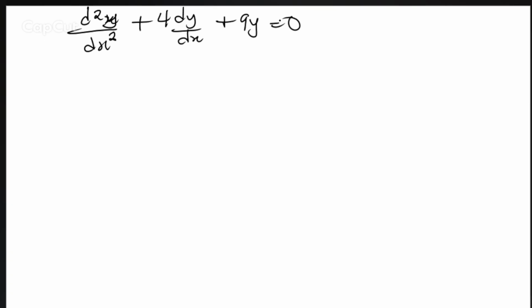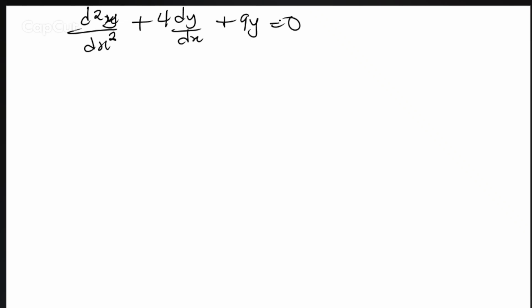If we are given an equation and asked to find its solution, and you are given that d square y over dx square plus 4 dy over dx plus 9y is equal to 0.